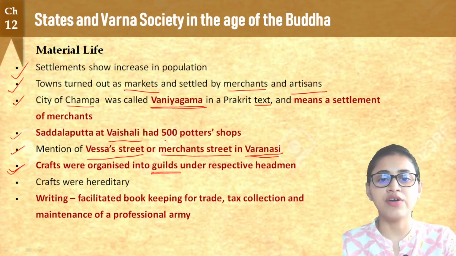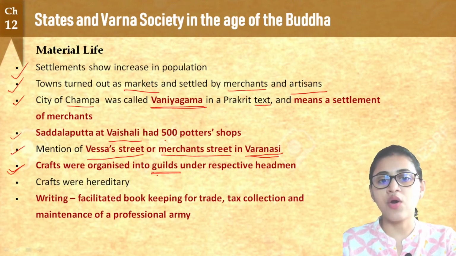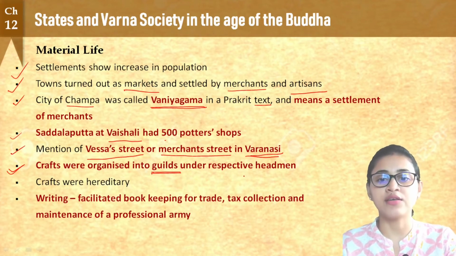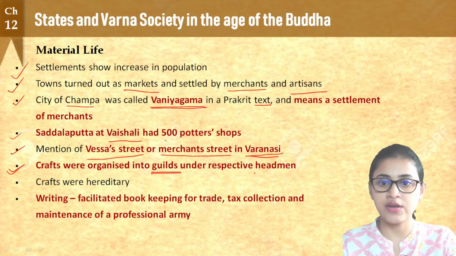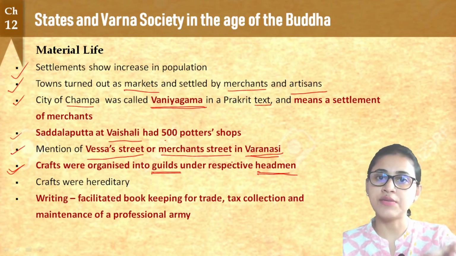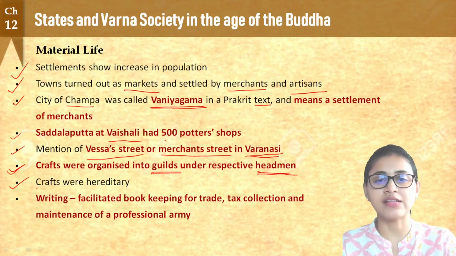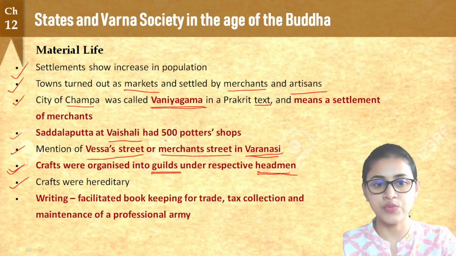Like we may have a guild of merchants, a guild of painters, a guild of carpenters. So crafts were organized into guilds and they were under a respective headman, who was looking after that guild. And the crafts were mainly hereditary, like the son learned it from his father and this way it continued.